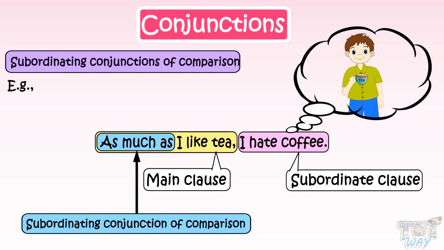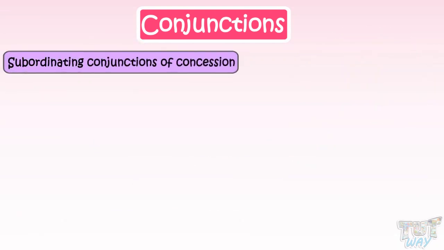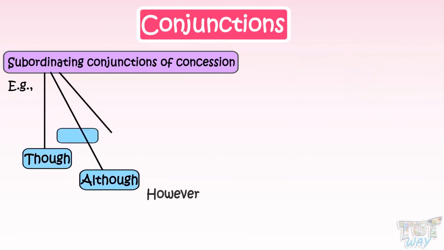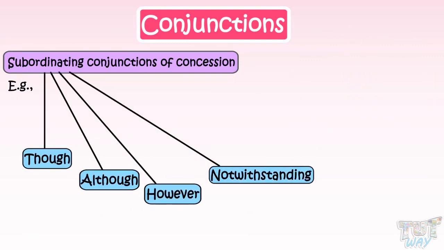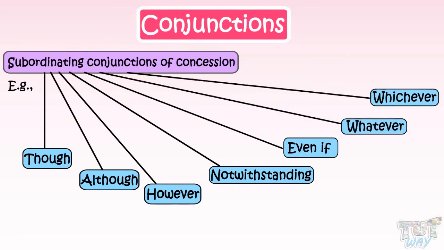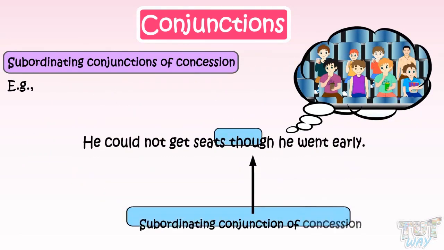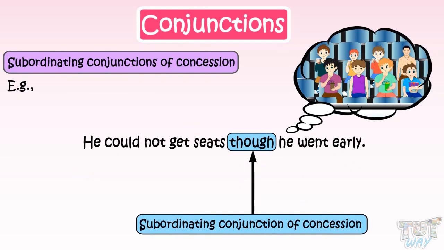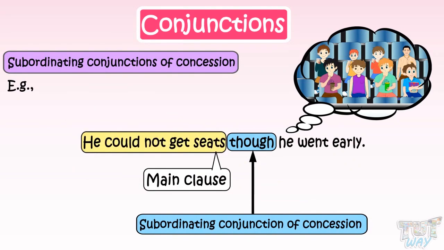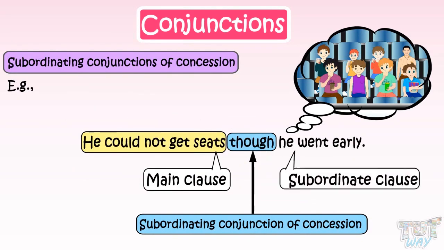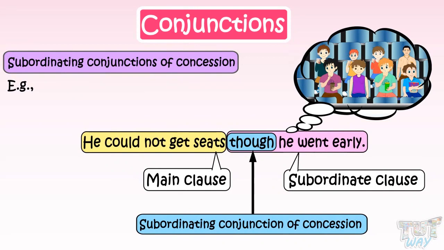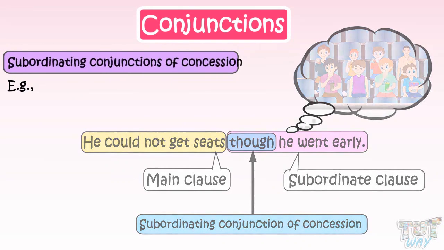The next type of subordinating conjunction is conjunctions of concession. For example, though, although, however, notwithstanding, even if, whatever, whichever, etc. He could not get seats, though he went early. Here, the conjunction though is a subordinating conjunction, as it is connecting a main clause, he could not get seats, and a subordinate clause, though he went early, and it is indicating the aspect of concession.